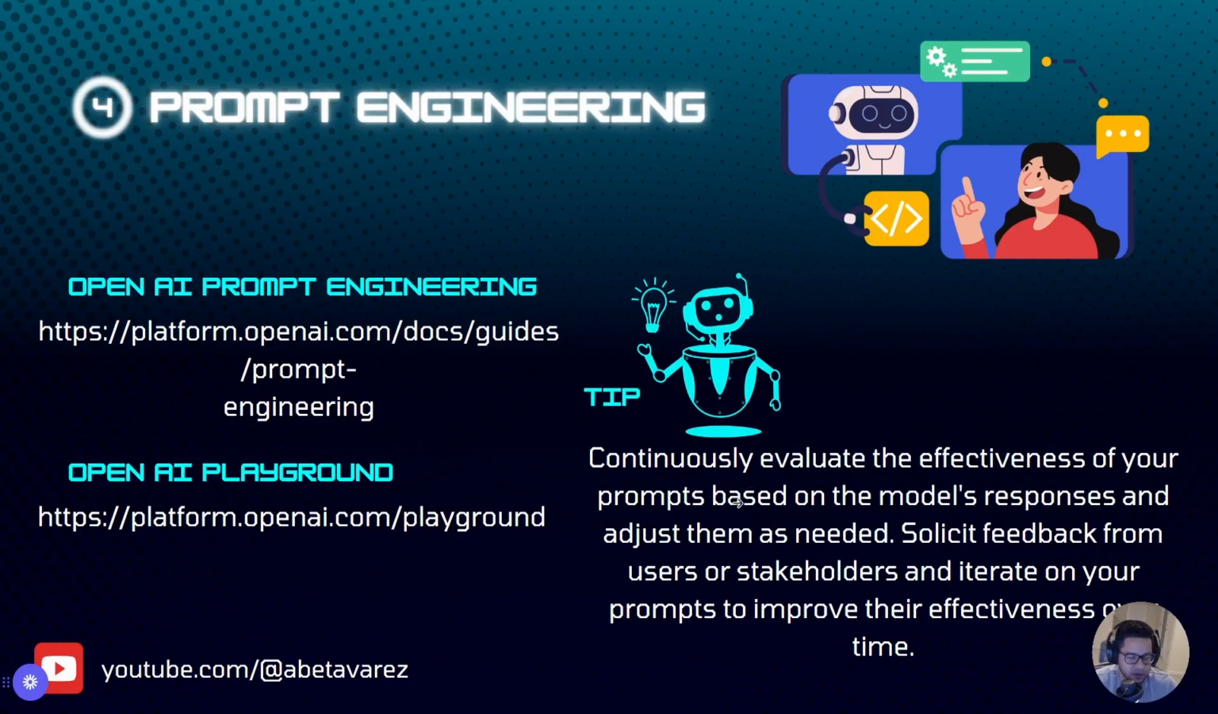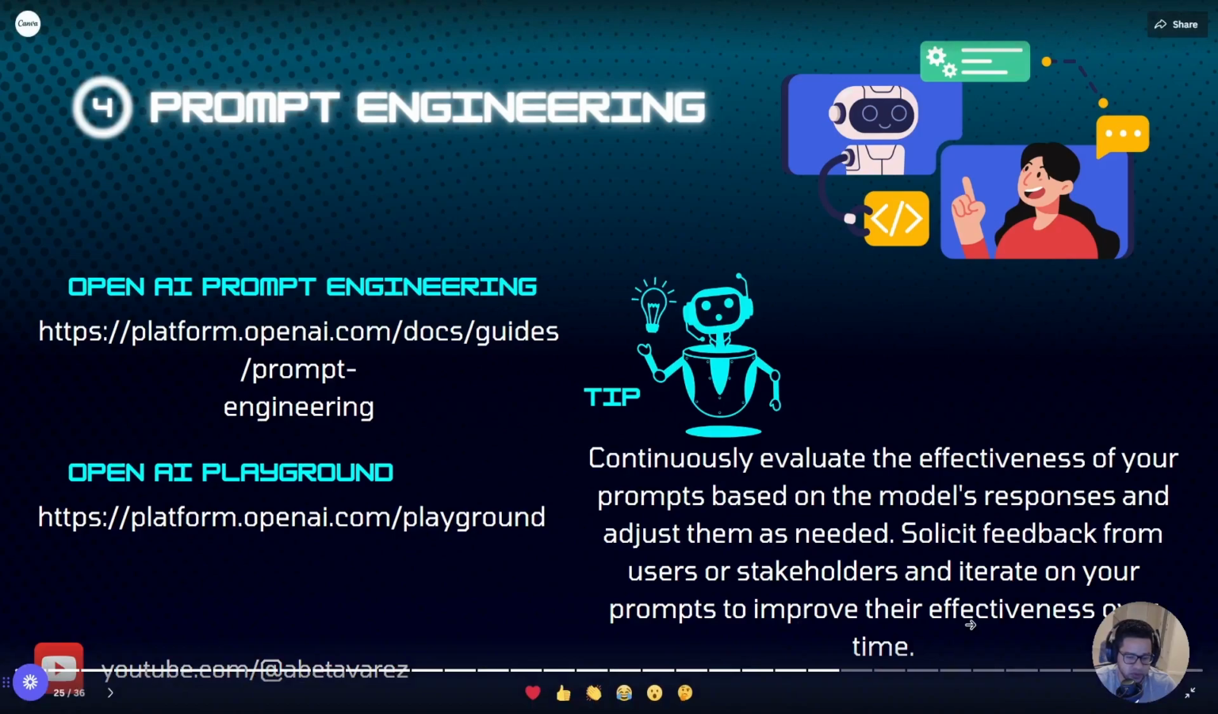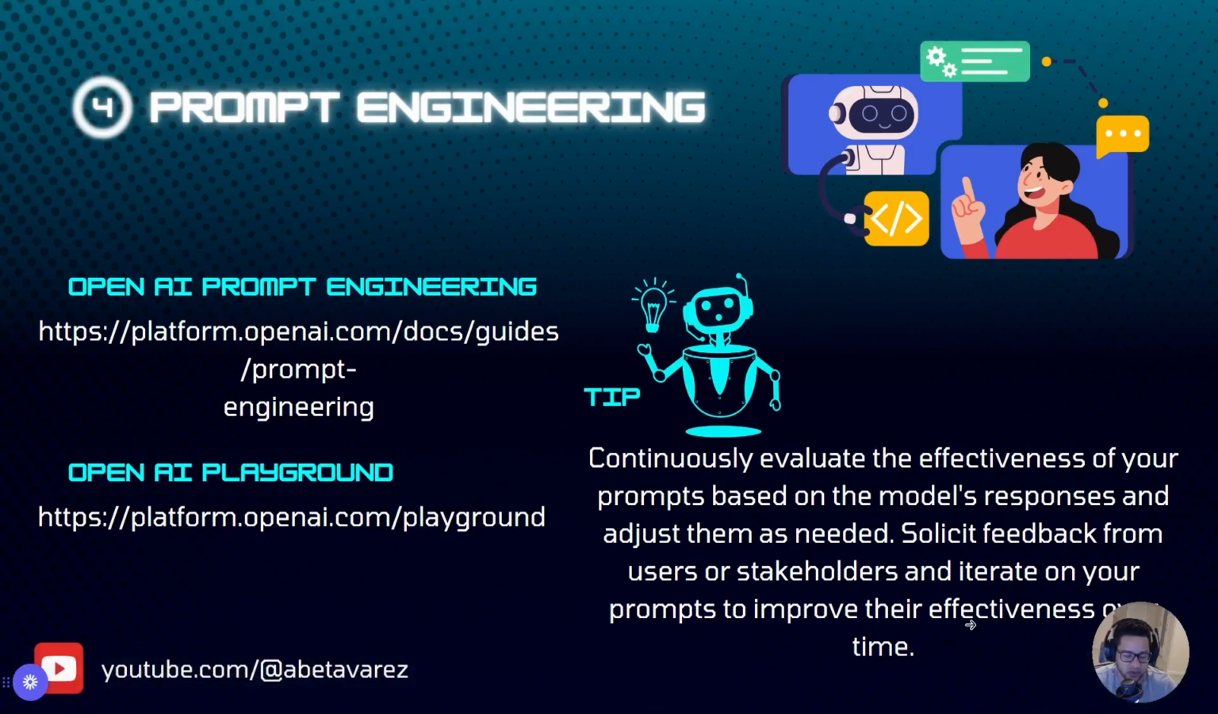A tip here is to continuously evaluate the effectiveness of your prompts based on the model's responses and adjust them as needed. Solicit feedback from users or stakeholders and iterate on your prompts to improve their effectiveness over time. So like I said, start small, get some feedback, and iterate by creating more specific prompts.